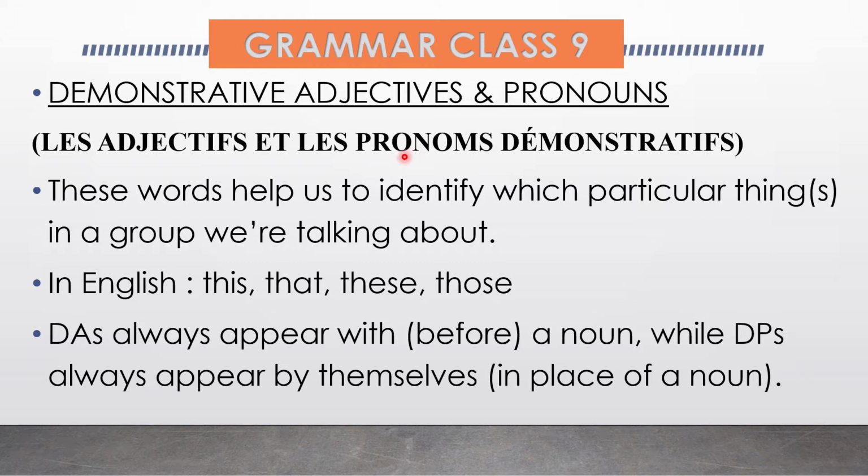So as you can see, demonstrative, the word itself tells you that you're trying to show something. You're trying to demonstrate something. These words, as in the adjectives and pronouns, help us to identify which particular things in the group we're talking about. So these demonstrative words in English are this, that, these and those. So if you're saying, take this boy to the principal's office, you're specifying, you're demonstrating which boy you're talking about from the group.